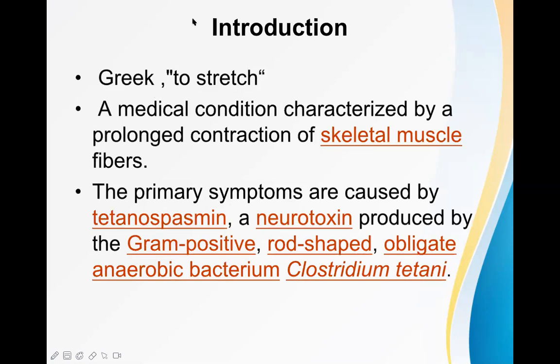So let me summarize again. If somebody asks you what is tetanus, you can answer in this way. This is a medical condition which is caused by anaerobic bacteria called Clostridium tetani. It produces one powerful neurotoxin that is known as tetanospasmin, and that is responsible for prolonged contraction of the skeletal muscles all over the body.